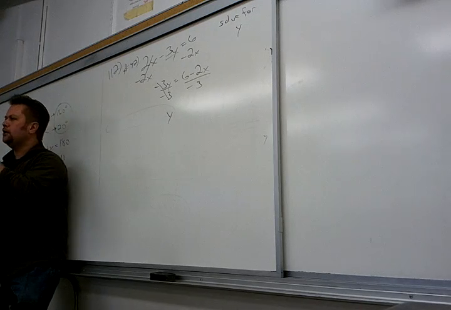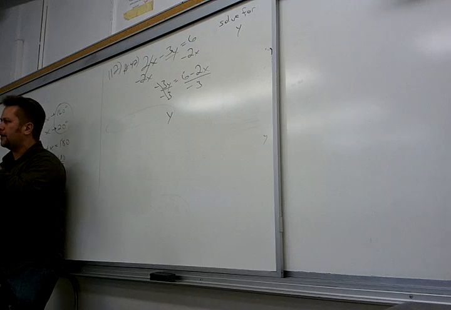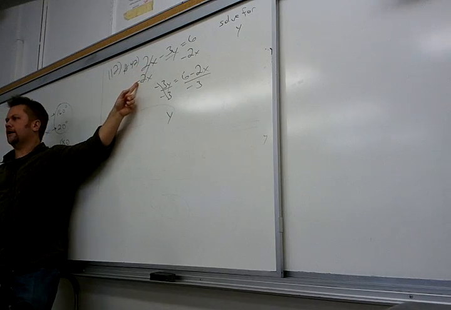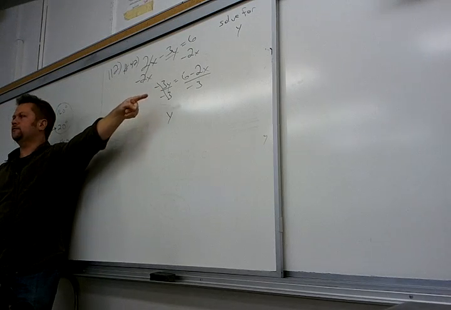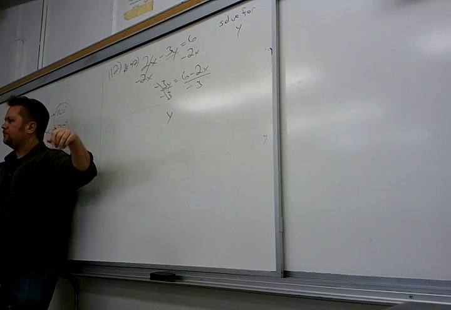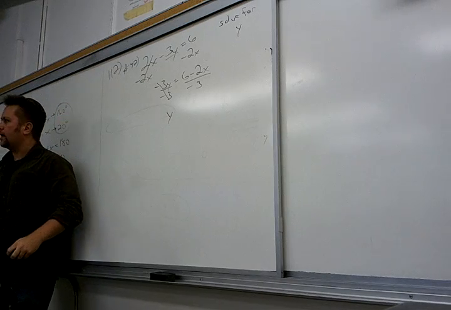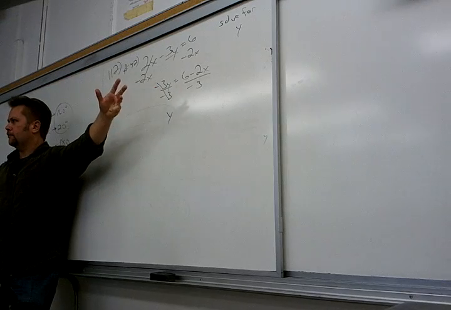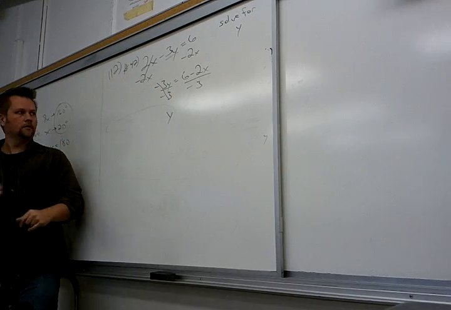I don't change the sign. I do the opposite operation. So here this is plus 2x, so I subtracted 2x. I didn't change the sign, I just did the opposite operation. This is a negative 3 times y. I've got to divide by negative 3. I've got to do the opposite of multiplication, not the opposite of negative. I divide by what the number is.